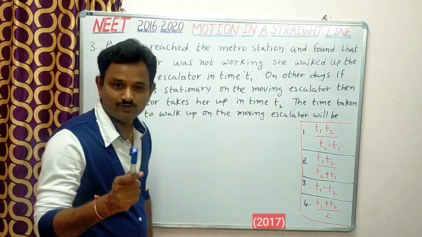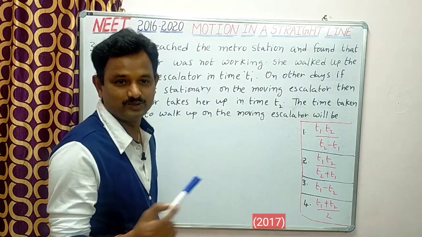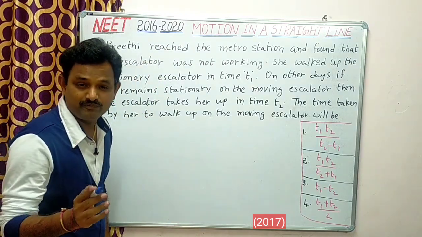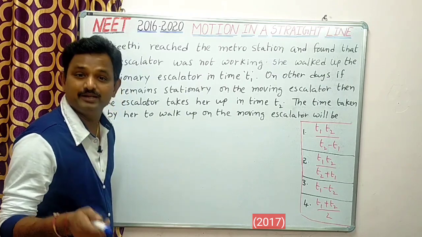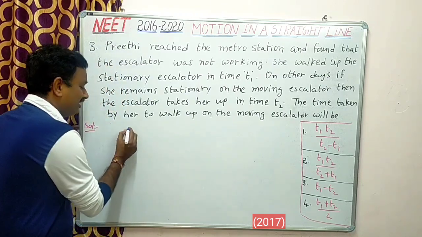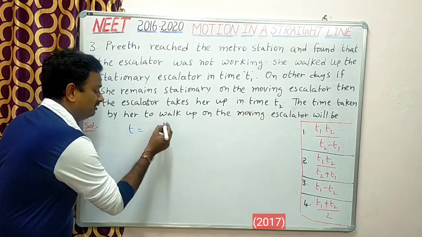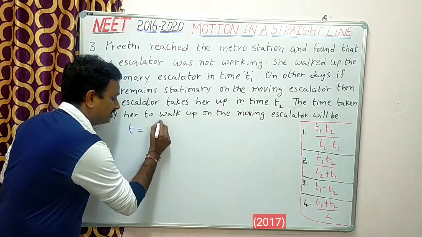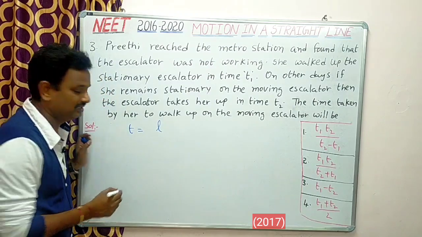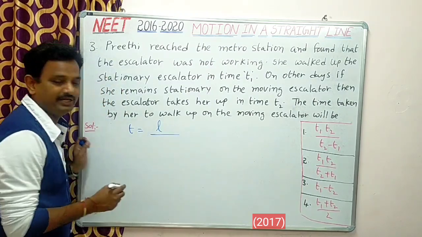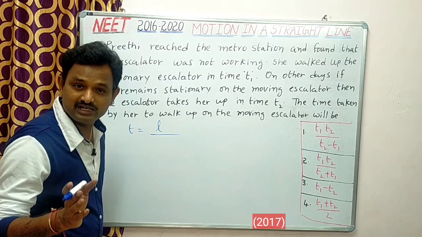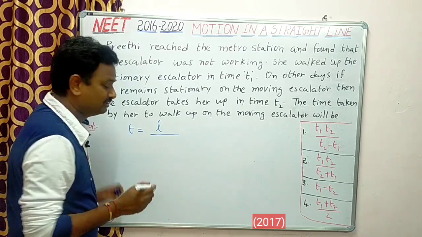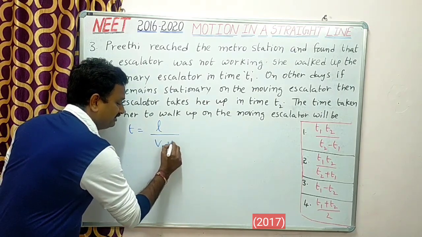Okay. Now I will do a shortcut for this problem. Look at here. See, we need to calculate the time when Preeti is walking on a moving escalator. So I will write T equal to distance by time. Distance means distance covered by the escalator, that is L, by speed. Speed means here the relative velocity of Preeti with respect to the ground we need to take. So I will take V1 plus V2.